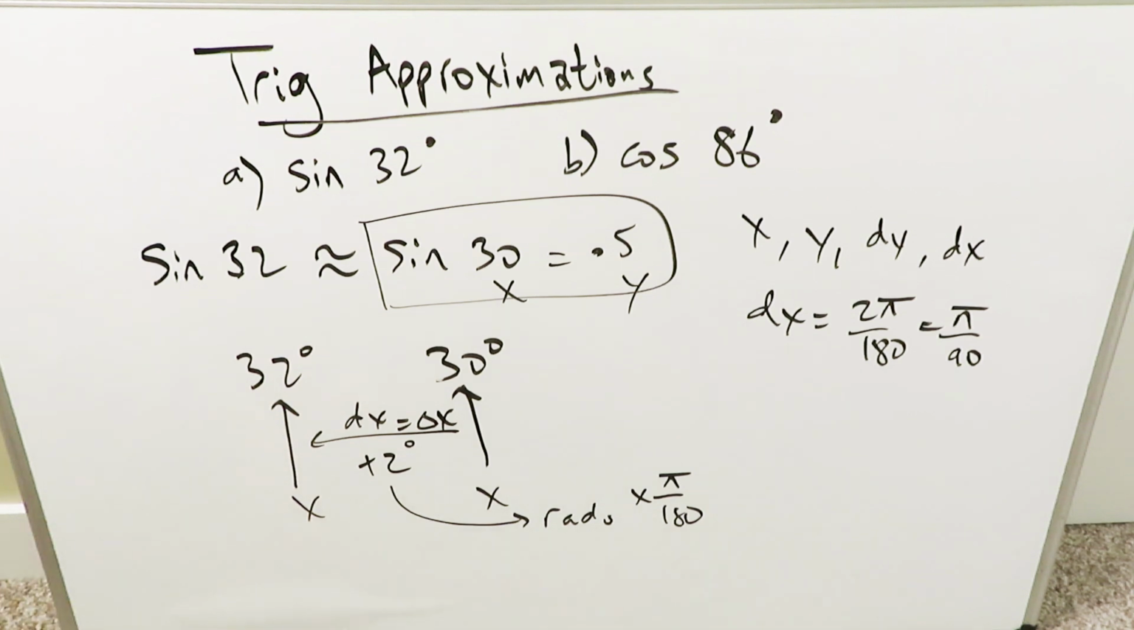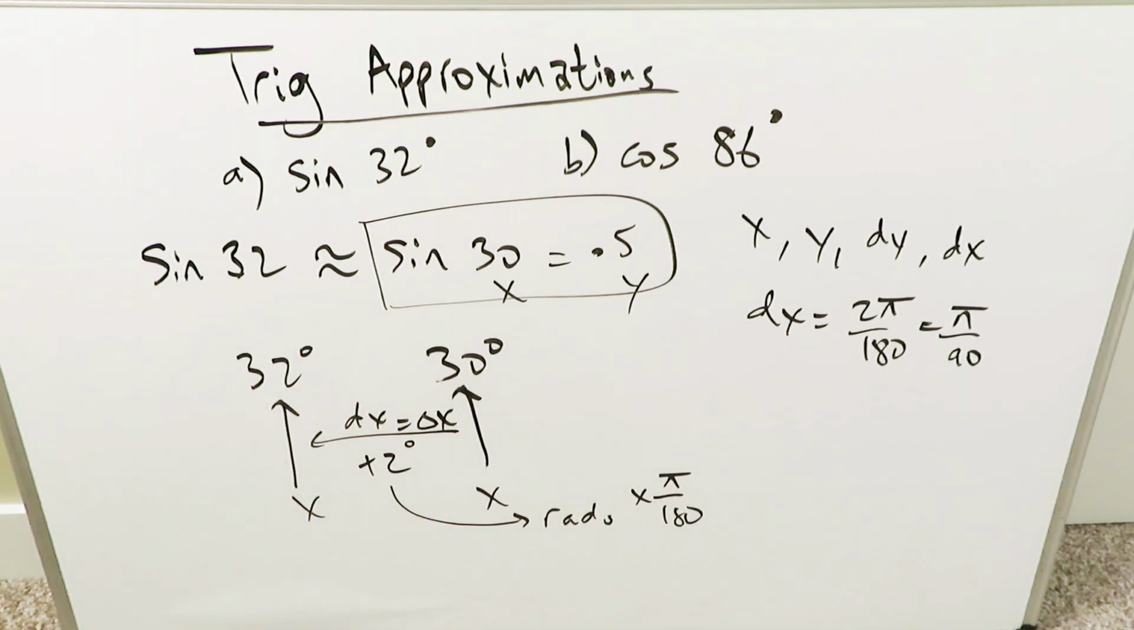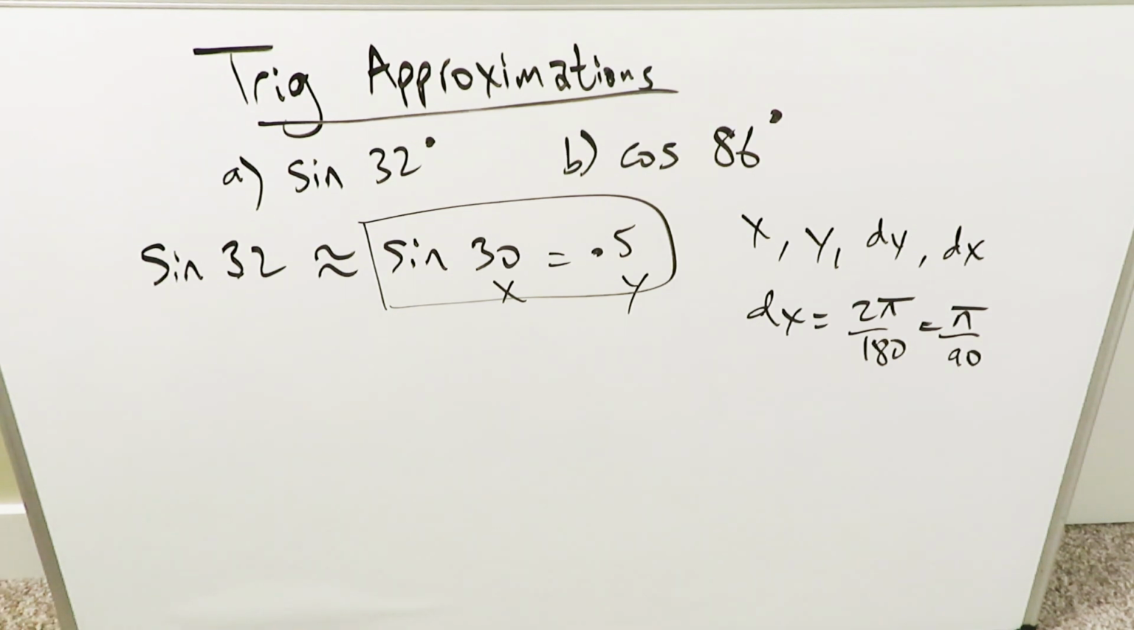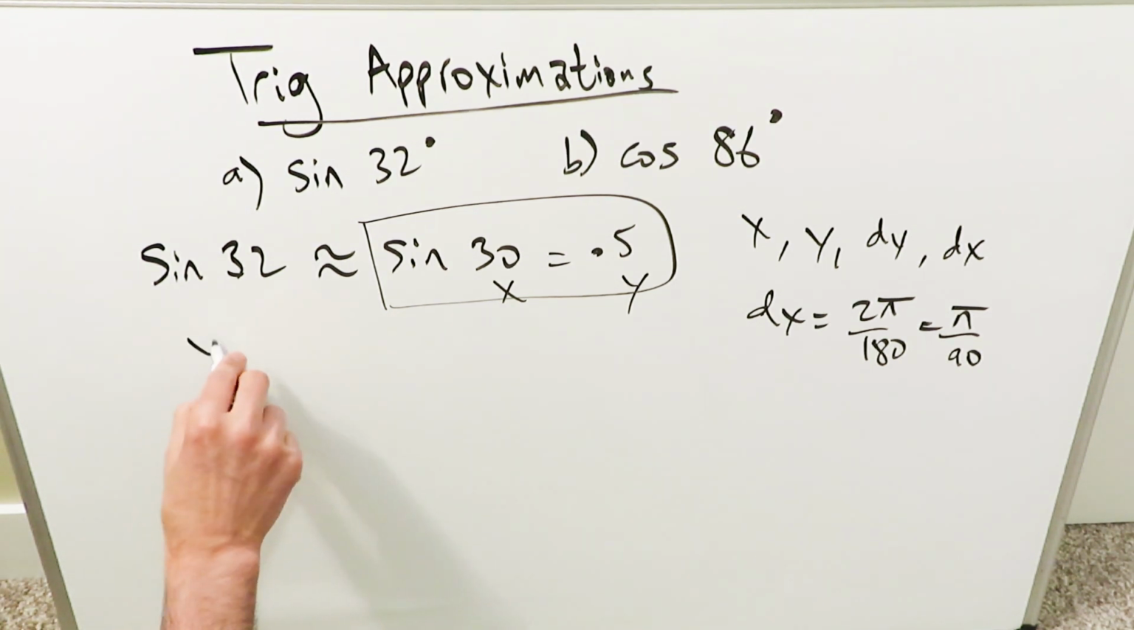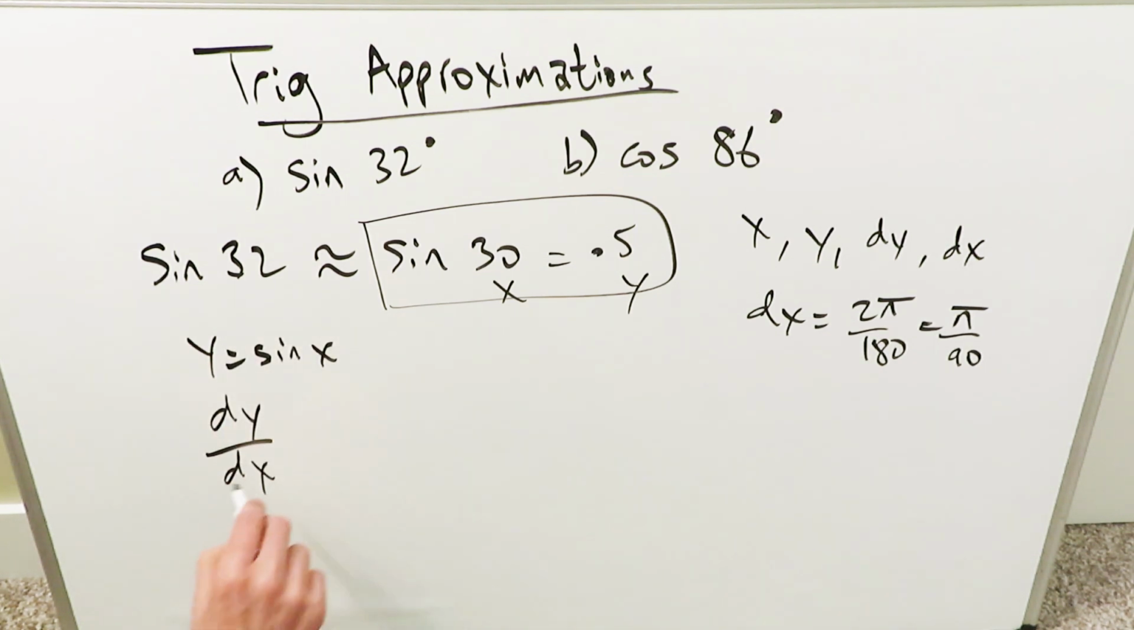30 plus 2 gives you 32. You convert the degrees into radians, and that right there is your dx. And dy is not hard. To bring out the dy, you now do the derivative application.